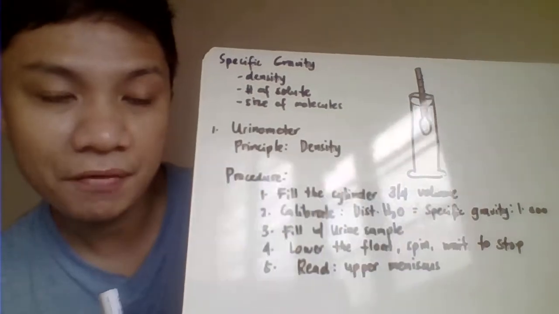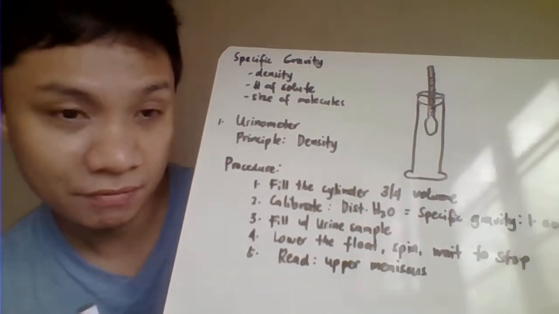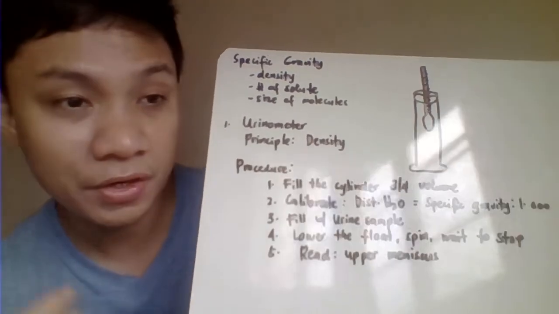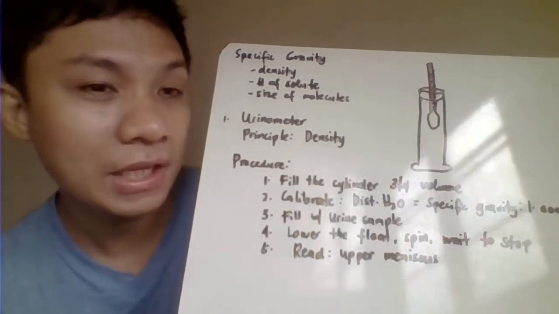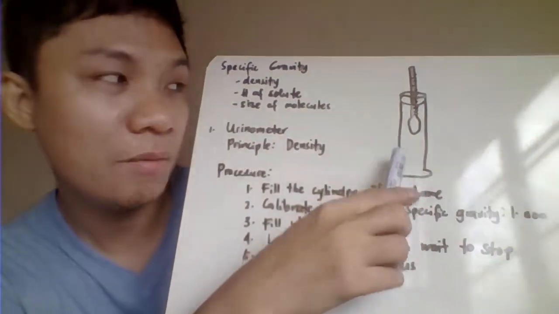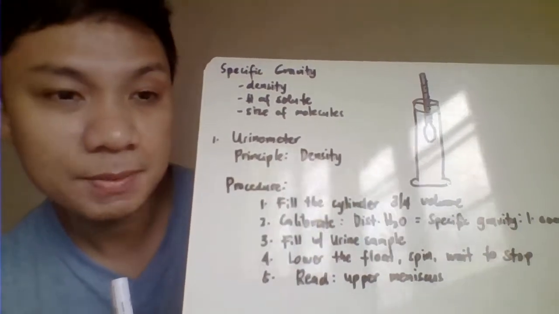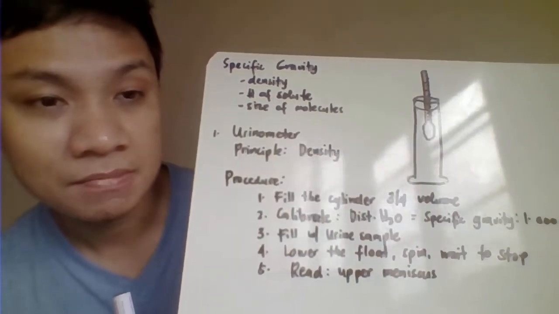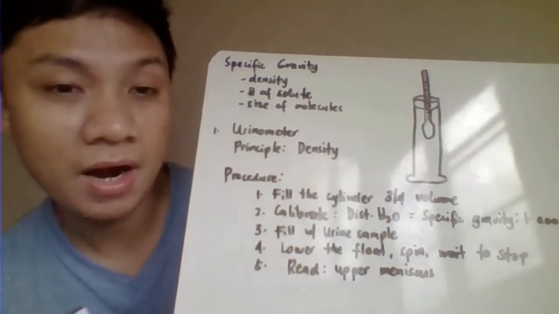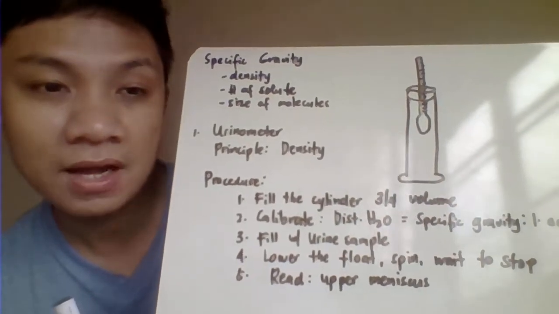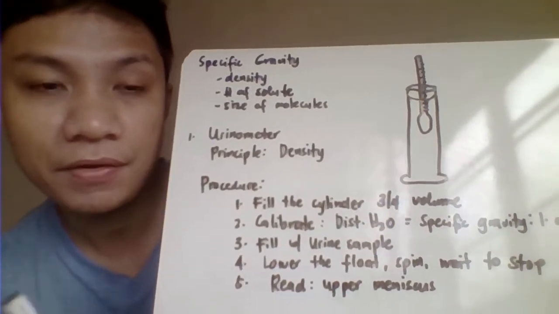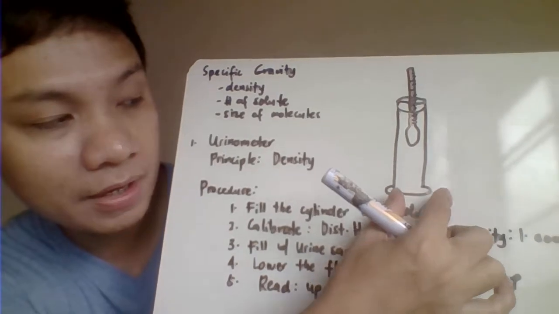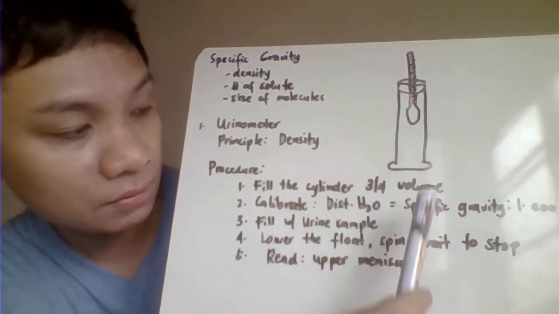Okay, we have different methods for the determination of specific gravity. You could use a urinometer, a refractometer, or a urine strip. Although routinely we are not using the urinometer or the refractometer for specific gravity reading, we just need to introduce them so you can understand the principle. Most likely, we use the reagent strip for the determination of specific gravity. Okay, the first one is the urinometer. A urinometer is just a graduated cylinder with a float.